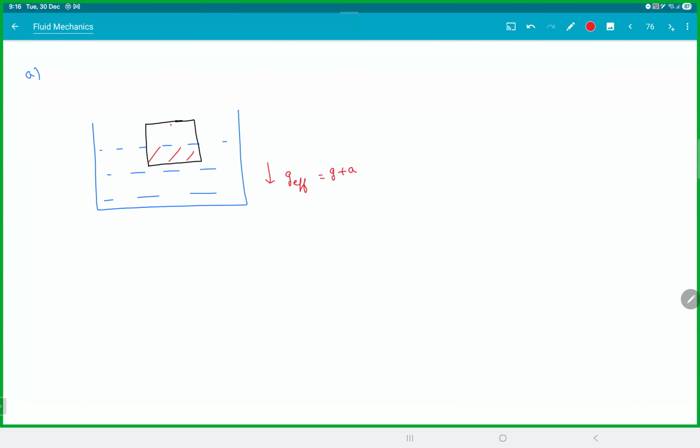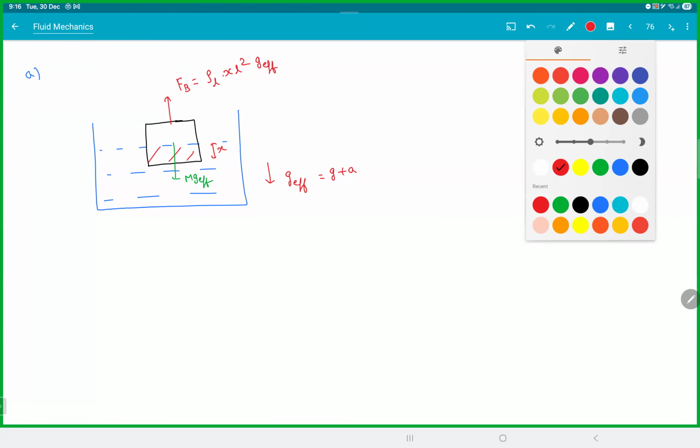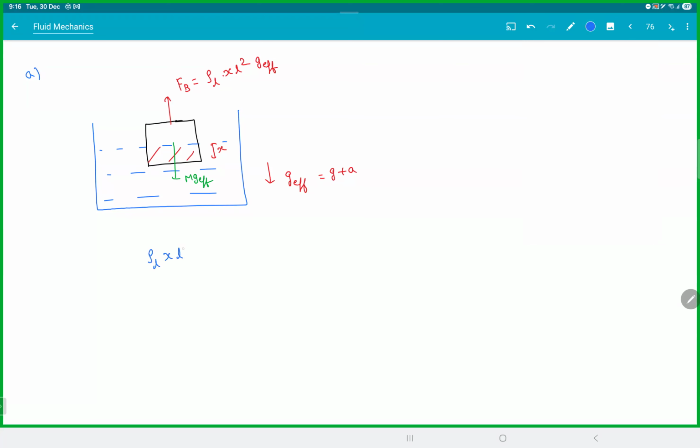Right? So the buoyant force FB will become rho liquid X L square, this is X, into G effective. And this will be m G effective. The G effective term will cancel anyway. So rho liquid X L square G effective is equal to rho B L cube G effective. X will remain same, rho B L by rho L. But buoyant force will increase, and the force due to liquid also will increase.